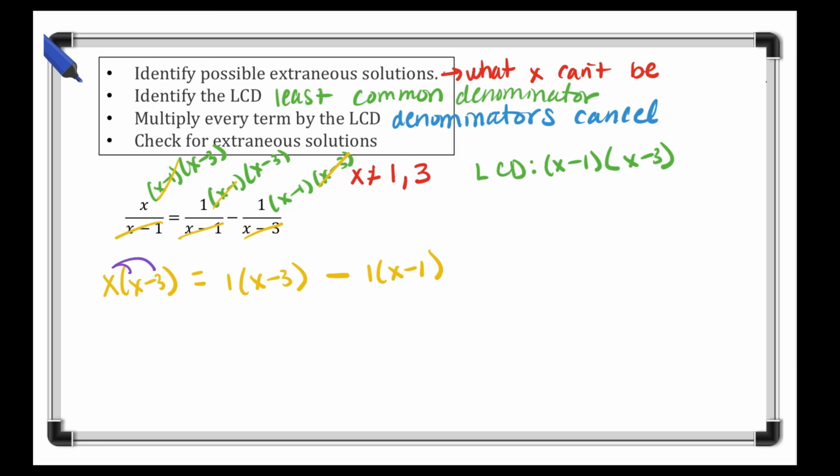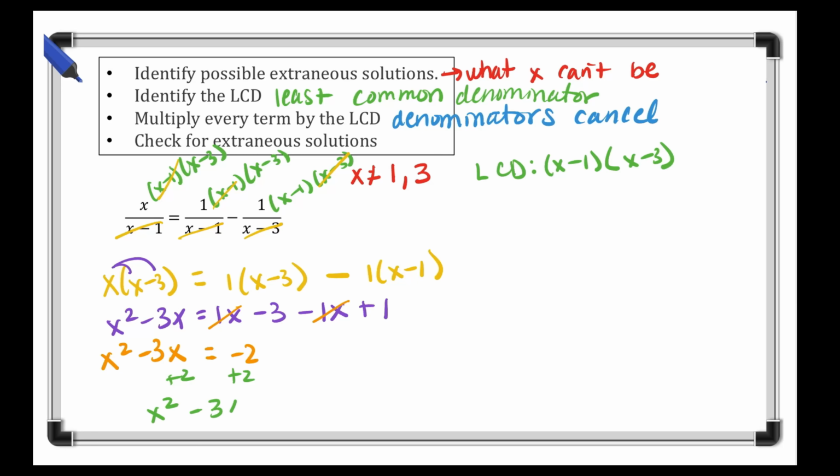So now let's simplify. You got x squared minus 3x equals 1x minus 3 minus 1x plus 1. So what you'll see is that your x's are going to cancel. You're going to get a negative 2 on the right-hand side. So I need to add 2 to both sides. So you get x squared minus 3x plus 2 equals 0. So what you would do is look to see if you can factor this. So this one is factorable.